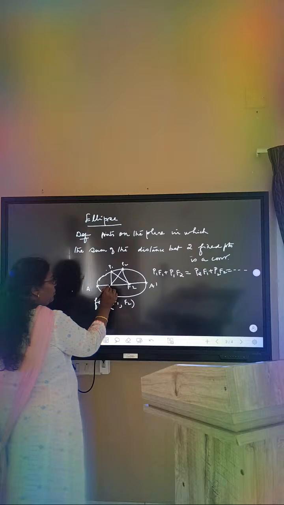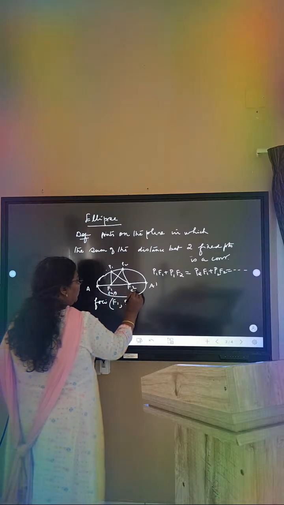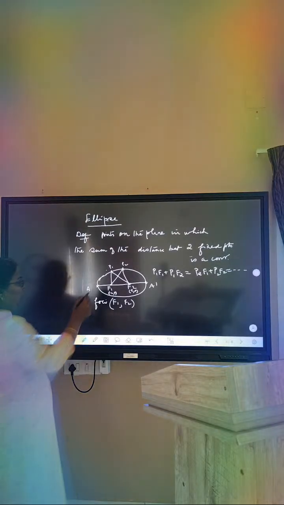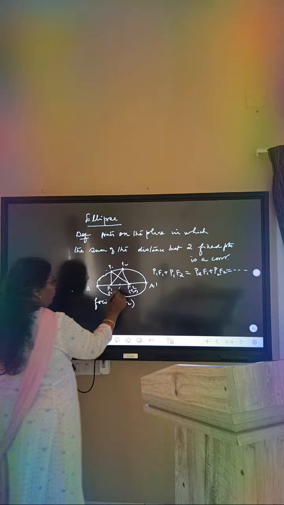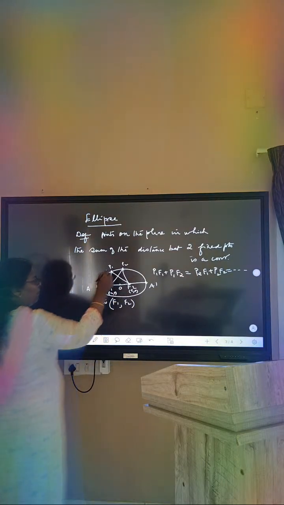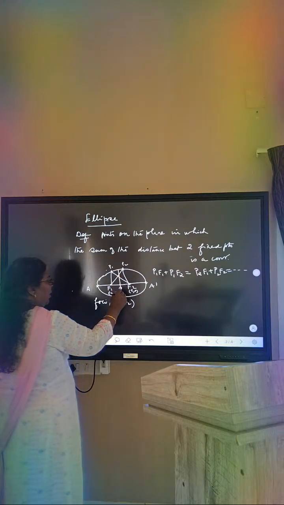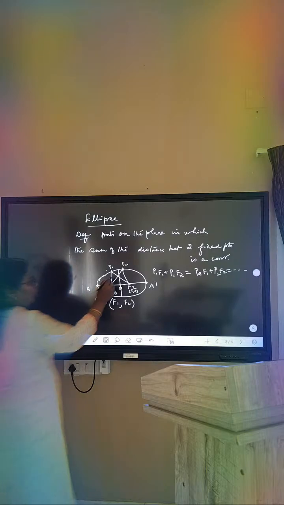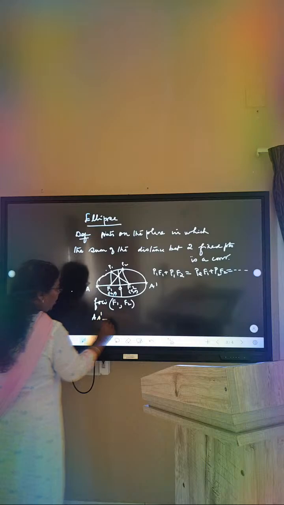Generally we take the foci at the points minus C comma 0 and C comma 0. And this point O is called the center. If you draw a line through this center, it meets the ends of the ellipse, and this is called the minor axis. AA dash is called the major axis.